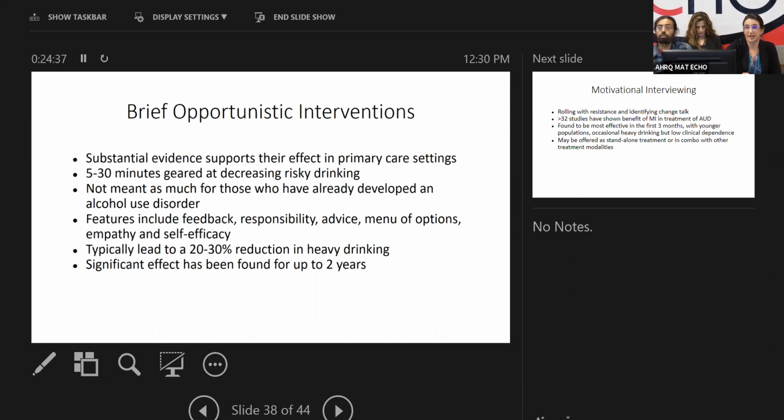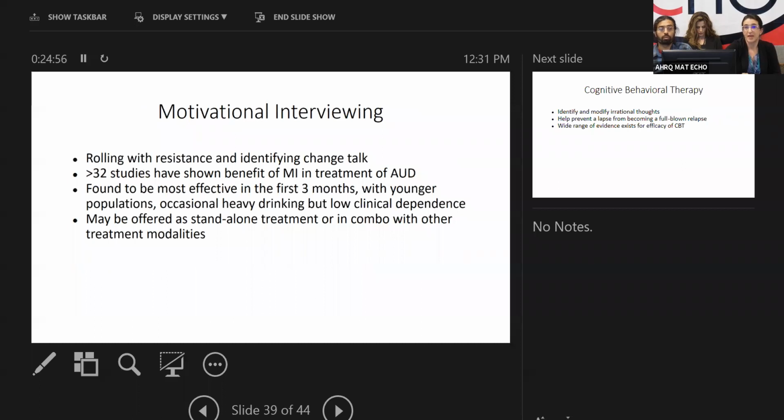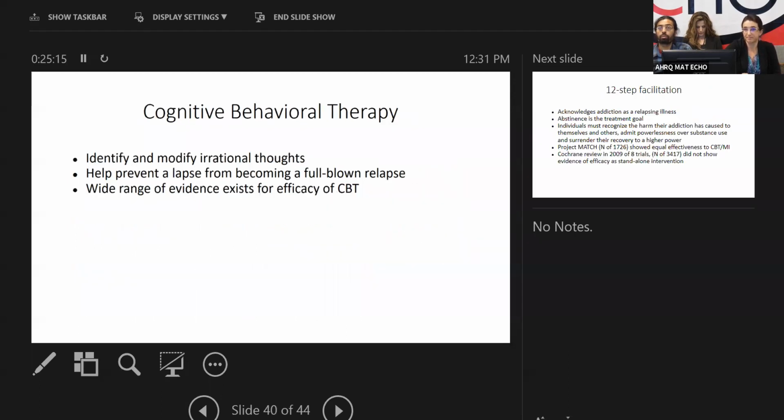These features include feedback, giving a menu of options, showing empathy, and self-efficacy. They typically have been shown to lead to about a third reduction in heavy drinking, and a significant effect that's been shown to last for up to 2 years. MI, again, is our rolling with resistance, identifying change talk. Many studies have shown benefit for MI in treatment of alcohol use disorder. It's found to be most effective in the first 3 months and with younger populations who tend to have less clinical dependence on alcohol, and it can be offered as standalone treatment or in combination.